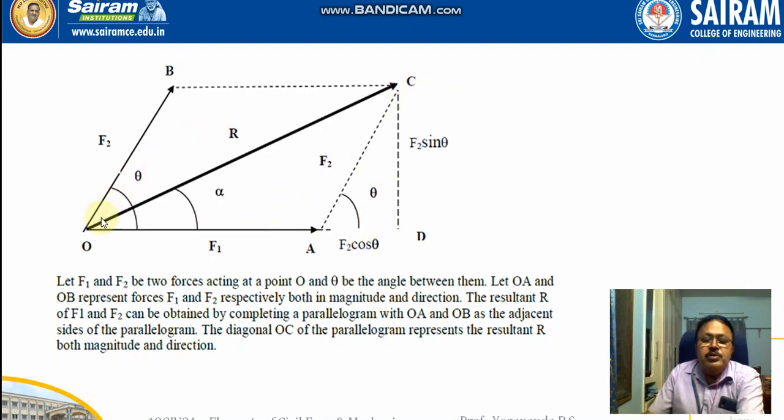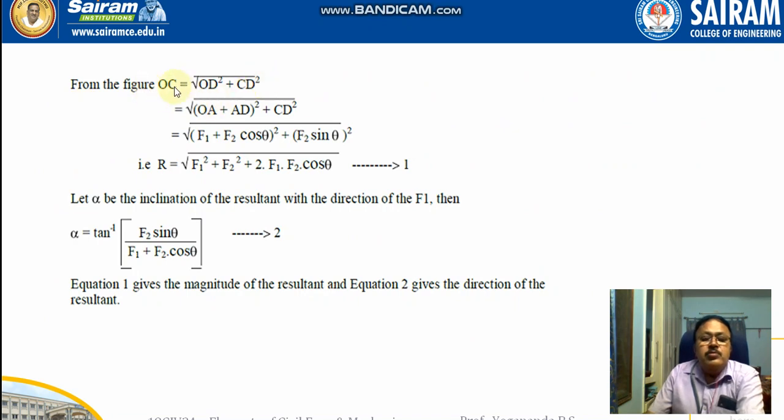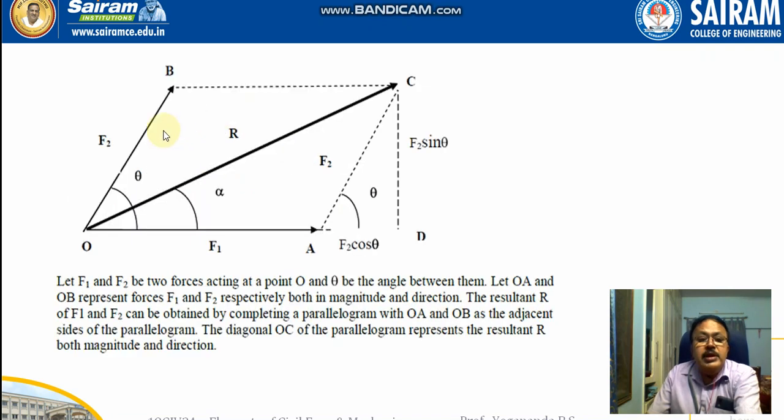So using the Pythagoras theorem, OC square is equal to OD square plus CD square. So OC is equal to square root of OD square plus CD square. From the diagram, OD can be written as OA plus AD, where OA is nothing but F1 and AD is nothing but F2 cos theta.